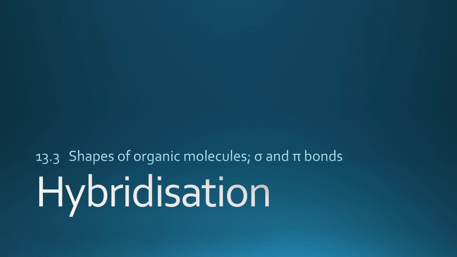Okay, so welcome to hybridization. So here we will talk about the shape of organic molecules, and also our sigma and pi bonds. It's going to be a bit weird, because we rarely think of bonds in terms of sigma and pi. But let's have a look.